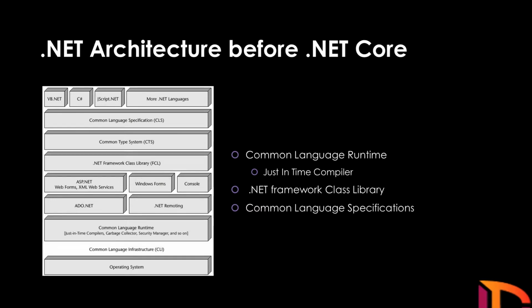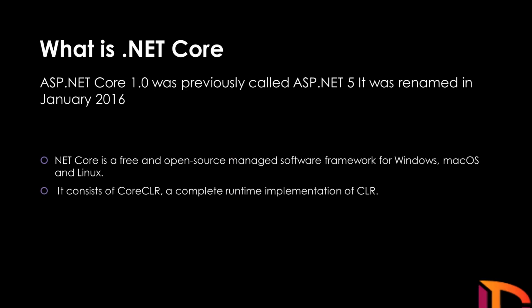Now we have .NET Core, which does not replace this structure, but is like a branch of it. What were the problems with those basic structures? This .NET Core handles those. It was launched in 2015, initially as ASP.NET 5.